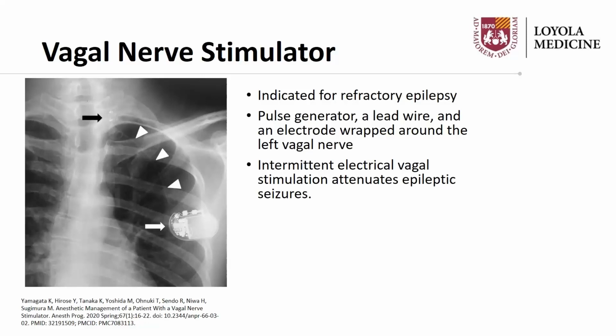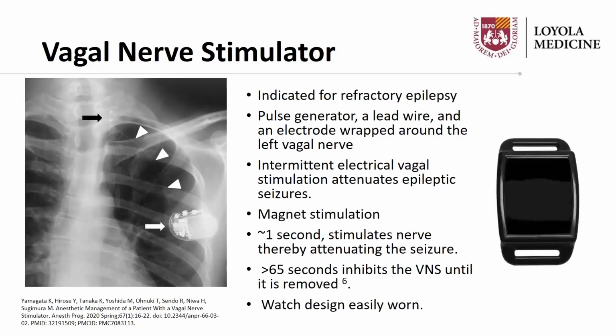This system consists of a programmable signal generator of similar appearance to a pacemaker, as you can see in this patient's radiograph, which can often be confused for a pacemaker if you were looking at the radiograph. The generator is implanted in a subcutaneous pocket in the patient's left upper chest, just inferior to the clavicle. And attached to the generator, you see some lead wires with an electrode that runs up and is wrapped around the left vagal nerve. So the way these work is intermittent electrical stimulation of the nerve serves to attenuate epileptic seizures.